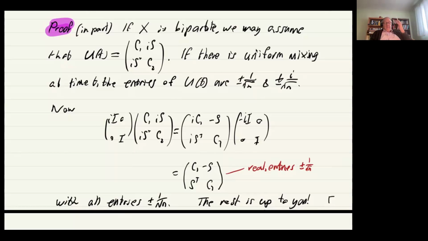And so up to a scale, you can assume that all real entries must be plus or minus 1 over root n, and the off-diagonal entries must all be plus or minus i over root n. So if you scale it properly, you have a matrix with entries plus or minus 1 and plus or minus i, and 1 over root n times that is unitary. So that's already special. But it turns out we can go a little bit further.